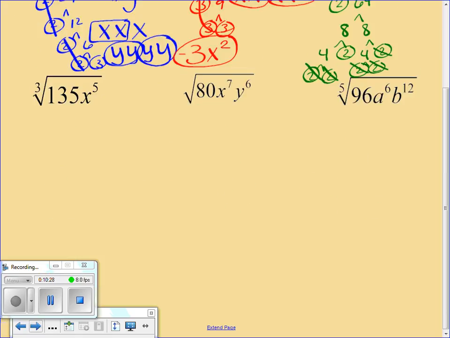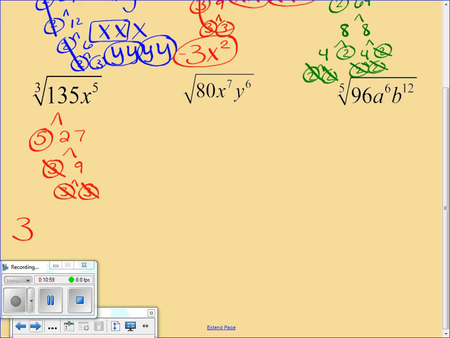Okay, so let's look at the next one. Cubed root of 135, is it pretty? All right, so what do you multiply to get 135? 5 and 27. 3 and 9. 3 and 3. I need how many to come out? I need 3 of them, right? Because it's the cubed root. 1, 2, 3. So what comes out? 3.